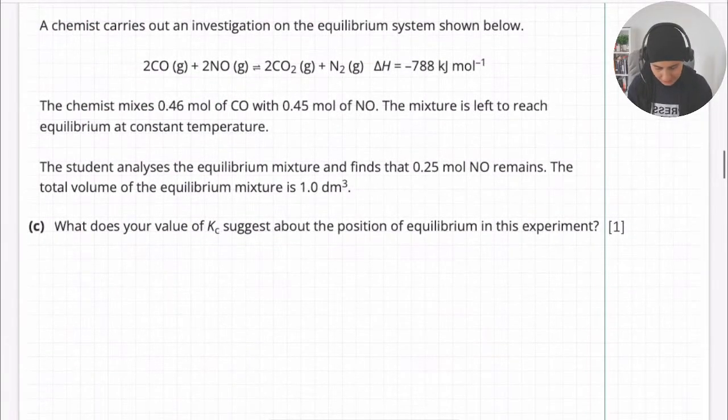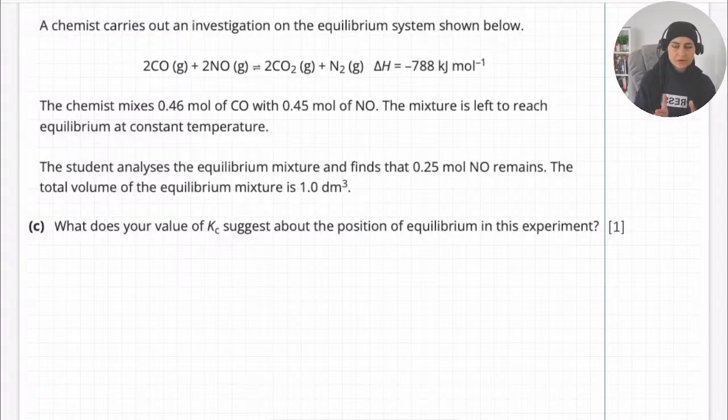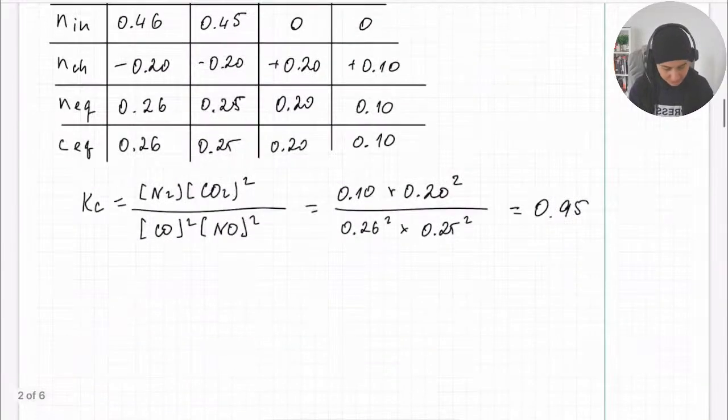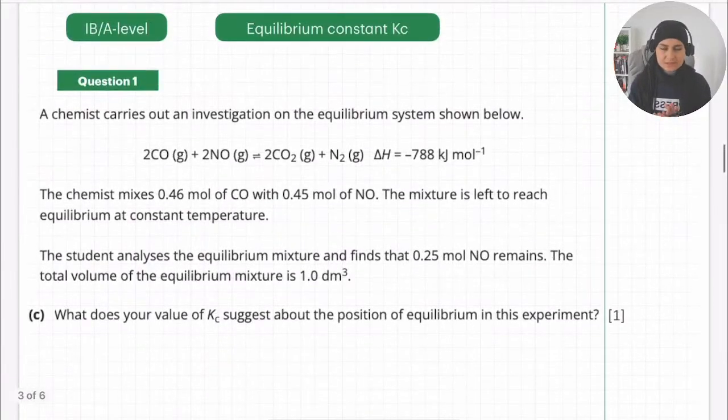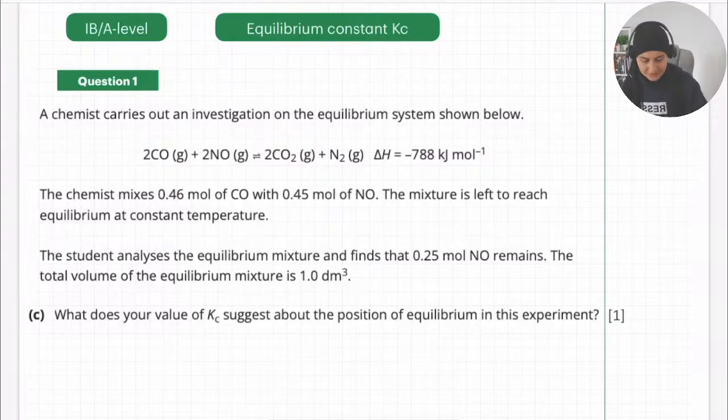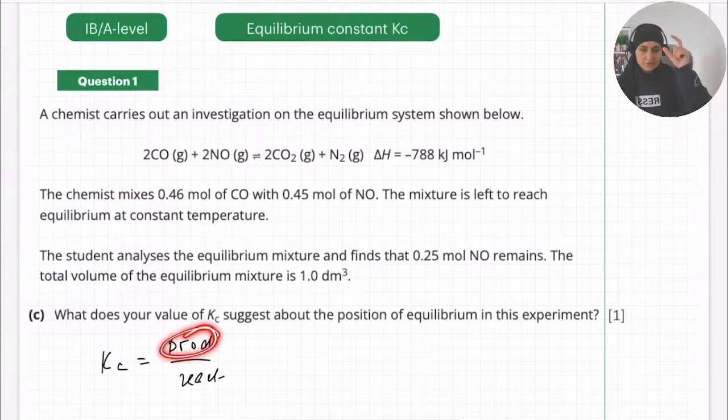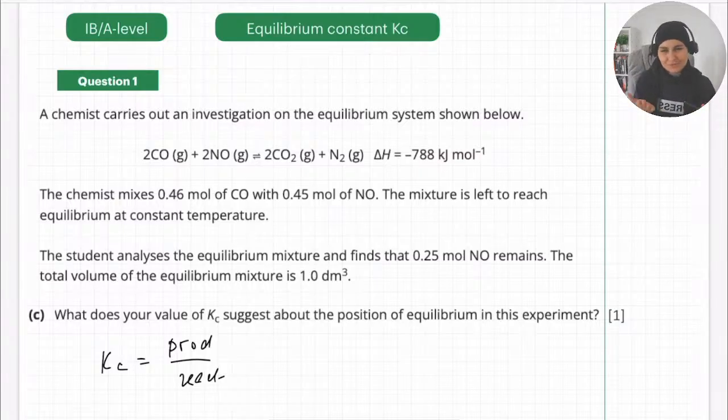Next, continuation. So C. What does your value of Kc suggest about the position of equilibrium in this experiment? So our Kc was 0.95, so it's less than 1. What does it mean? Remember, Kc is calculated as concentration of products over reactants. So if Kc is smaller than 1, what does it mean? It means the numerator is small, right? So you don't have a lot of product. Here it's approximately 1, but still it's less than 1.